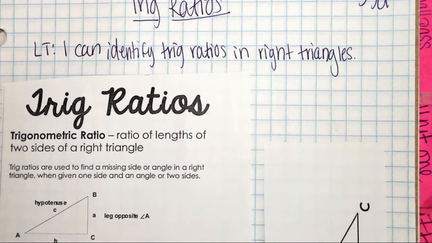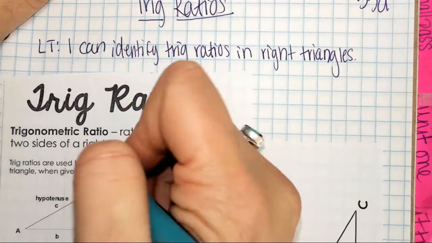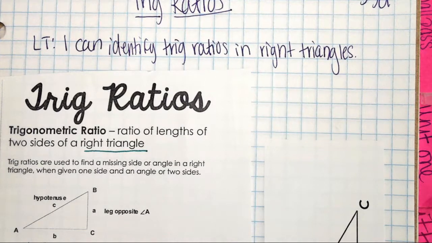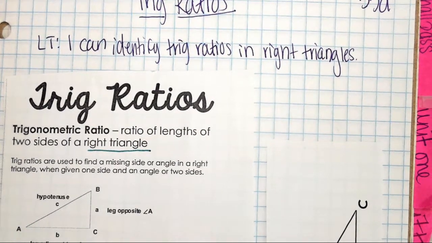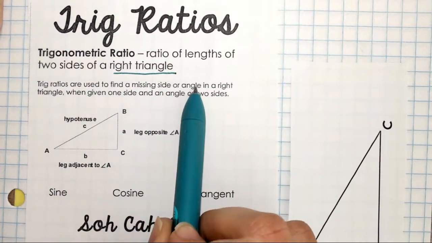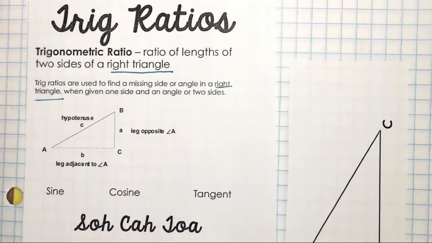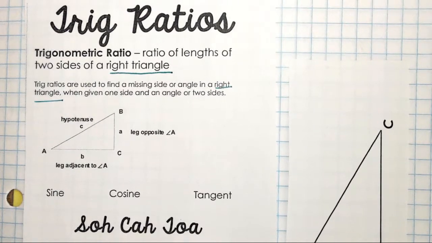So a ratio is a comparison of two quantities using division. So it is a fraction. Today we're going to talk about trig ratios, and you can only use these with right triangles. It is a ratio of the lengths of two sides of a right triangle. You can use these to find a missing side or angle in a right triangle. Only in a right triangle.